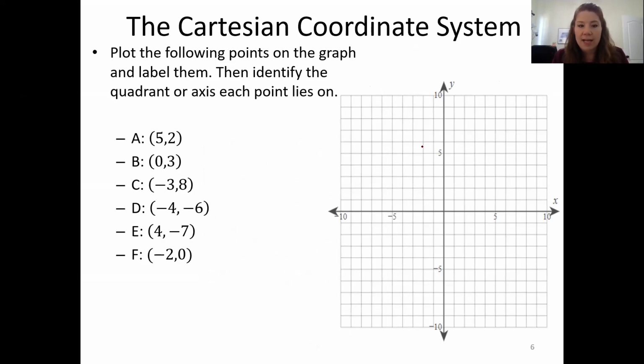All right, so letter A, we ended up at 5, 2, so that would be quadrant 1. B would be 0, 3. Don't go right or left, go up 3. So that would be on the y-axis. The third one, we would go left 3, up 8. So we'd be in quadrant 2. So this is, let's rename these just to make sure.